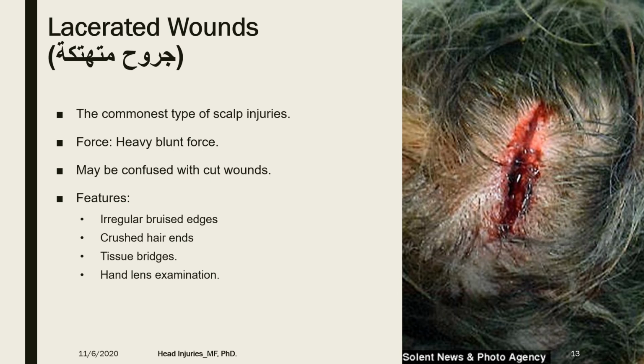Sometimes it is confused with cut wounds, and therefore we need to examine the wound with a hand lens. We look for irregular bruised edges, and the hair ends will be crushed because it is not cut by a sharp object. There are some tissue bridges crossing between the edges of the wound. Sometimes it is also accompanied by heavy injury in the brain itself, and a CT scan is a must to exclude traumatic brain injuries.